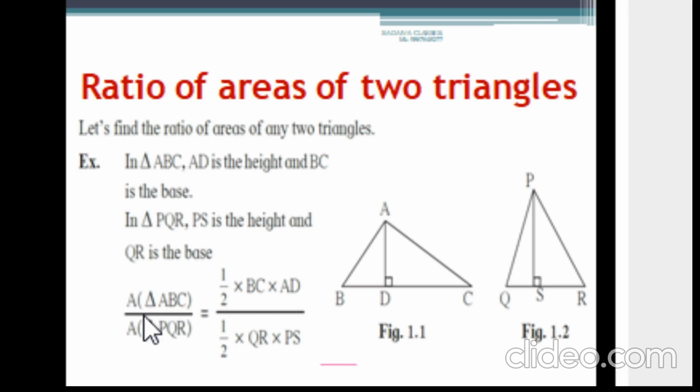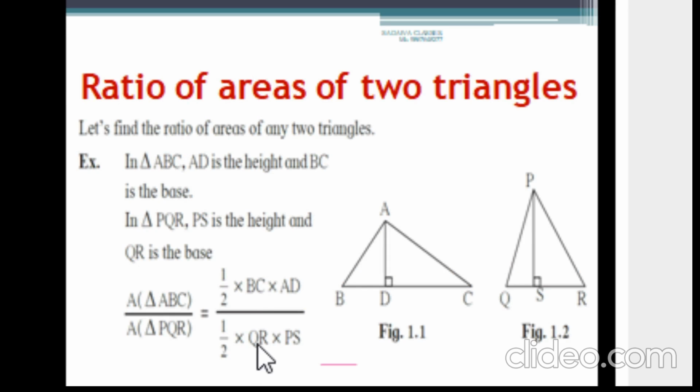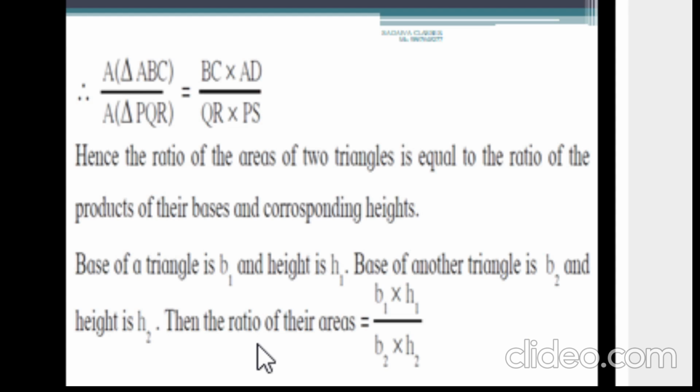Area of triangle ABC upon area of triangle PQR is equal to 1 upon 2 into base into height, that is BC into AD, upon 1 upon 2 into base into height, that is QR into PS. Now this 1 upon 2 and 1 upon 2 cancel. So what we get is area of triangle ABC upon area of triangle PQR is equal to BC into AD upon QR into PS, that is base of triangle ABC and height of triangle ABC upon base of triangle PQR multiplied by height of triangle PQR.